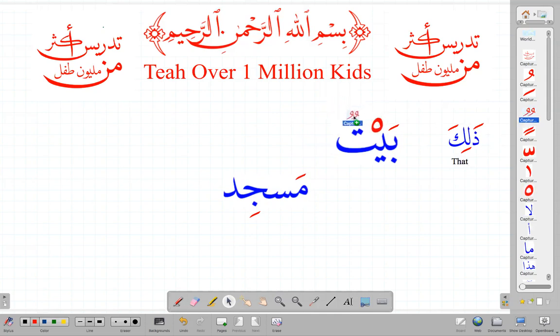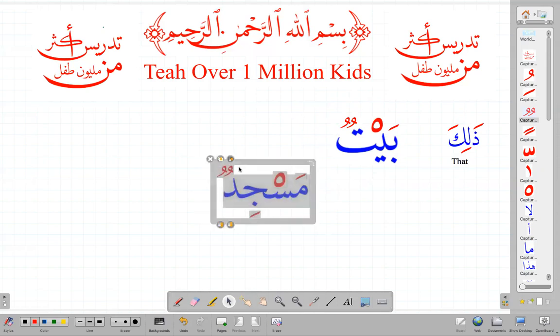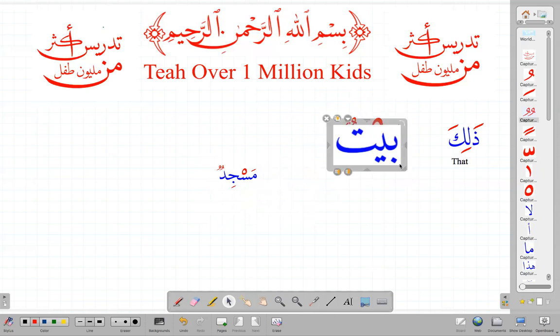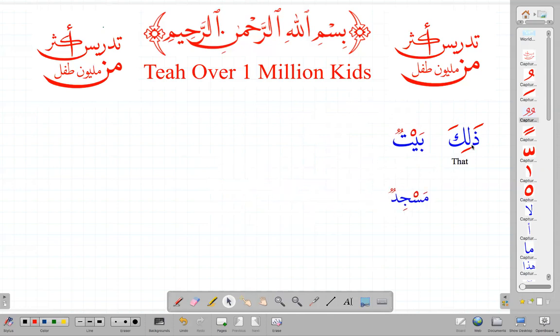بيت, مسجد. Same. We have ذلك بيت means that is a house. ذلك مسجد means that is a masjid. So we have ذلك بيت and ذلك مسجد.